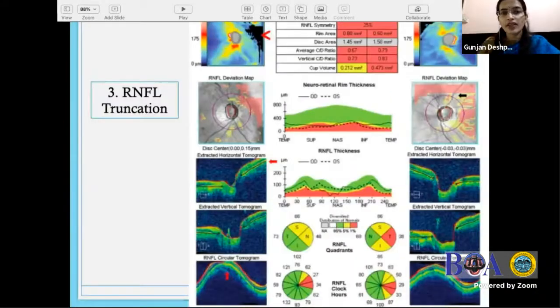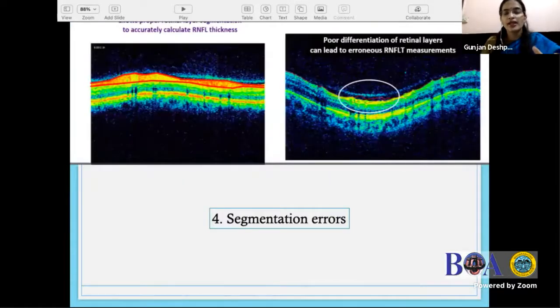We have RNFL truncation. Truncation grossly means losing RNFL data over there. If we check for the TSNIT graph over here, the RNFL is touching the baseline. However, this can never be the fact because there is always glial tissue lying inferiorly, and therefore the TSNIT graph will never ever touch the baseline, will never touch the zero line.